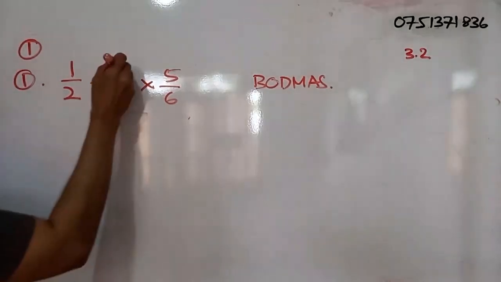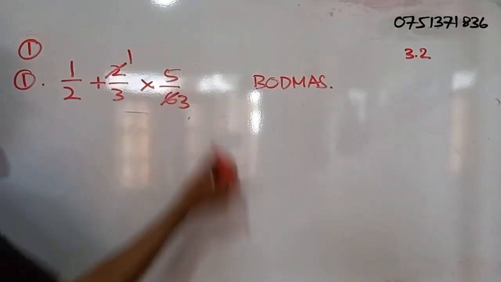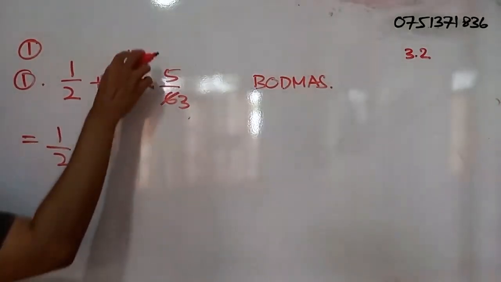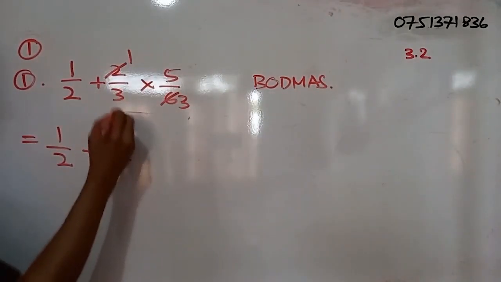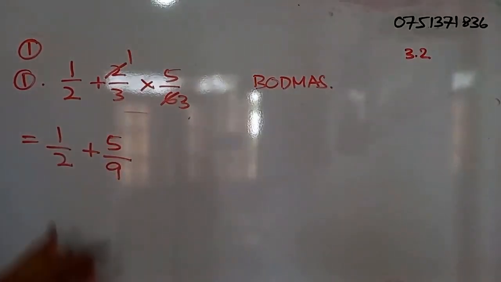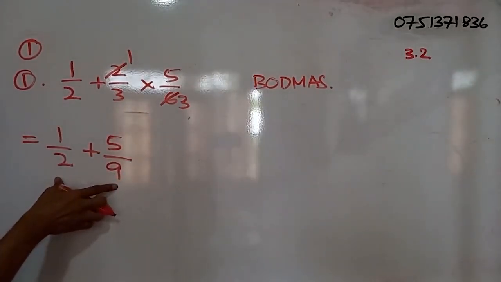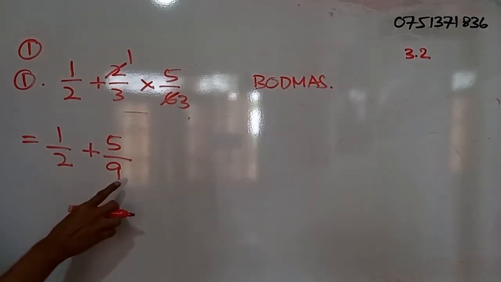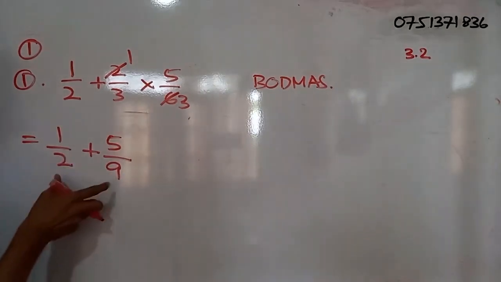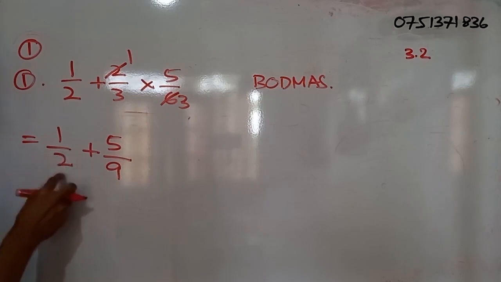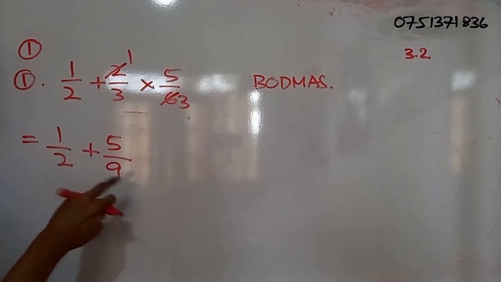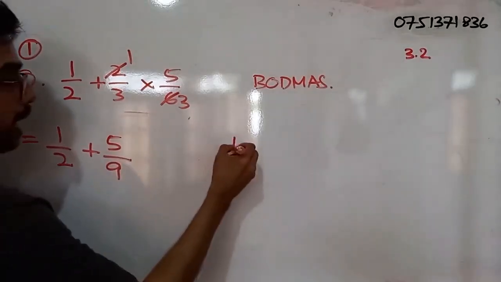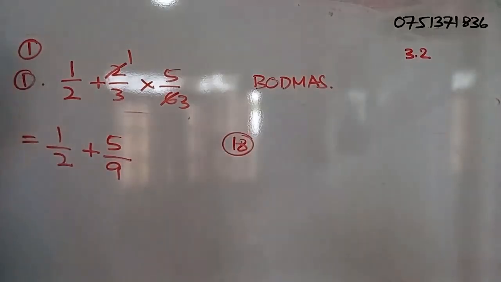Okay? So 2 times 1 and 2 times 3. So equals 1/2 plus 1 times 5, we know that is 5. 3 times 3, we know that is 9. Now we have to add these two fractions, right? So the denominators are not same, right? So when we consider the numbers 2 and 9, what is the lowest common denominator? 18, right?